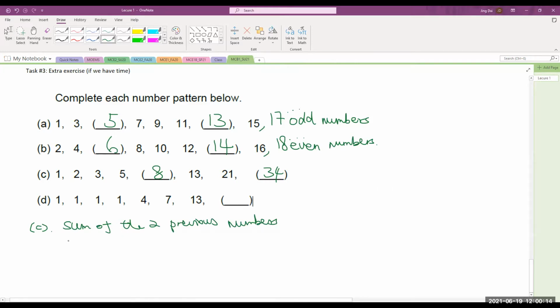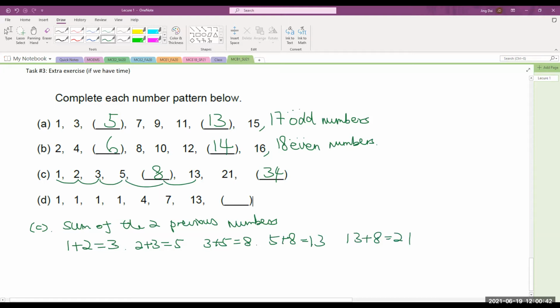So let's check it out. 1 plus 2 equals 3, right? So the two previous numbers are going to give you 3. Now 2 plus 3, that's going to give you 5. 3 plus 5, that's going to give you 8. So on and so forth. 5 plus 8 is going to give you 13. Now, 13 and 8 is going to give you 21. So, 13 plus 21 is 34. So, we basically need these two. Thank you so much, Tony.